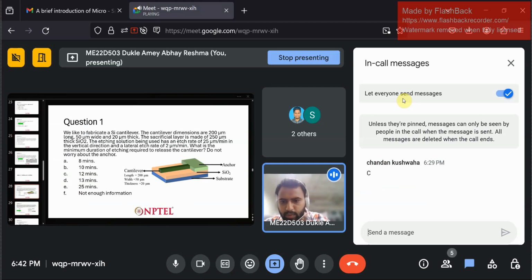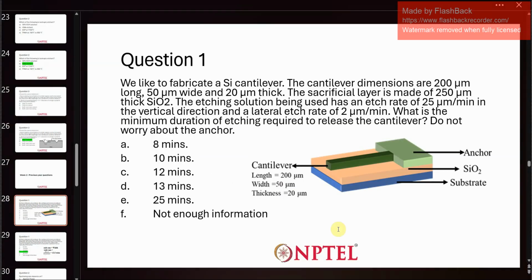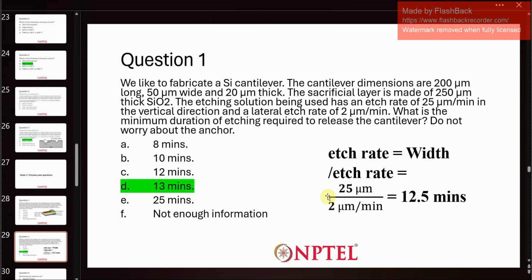Since it's etching from both the sides, it will just divide the width into two, and likewise from that equation you will get the time. You just need to visualize the scenario and you will get the answer.